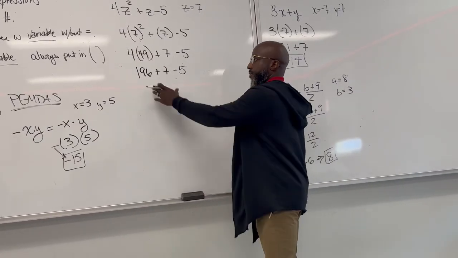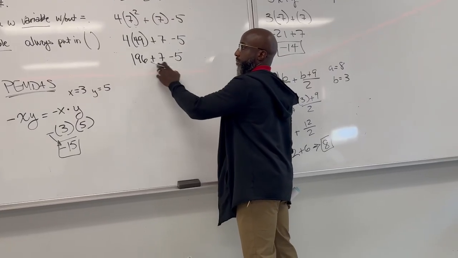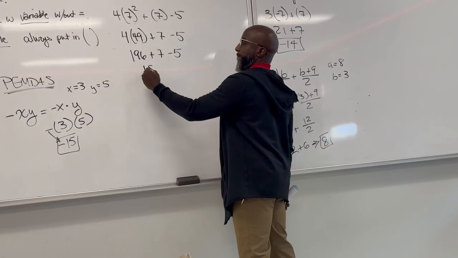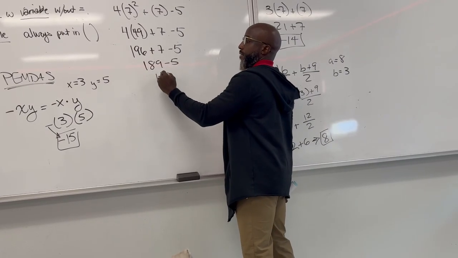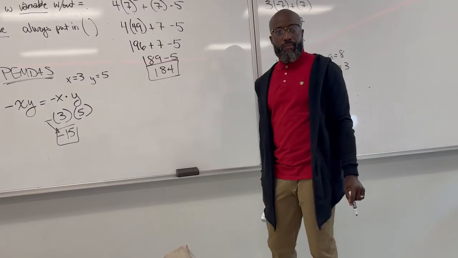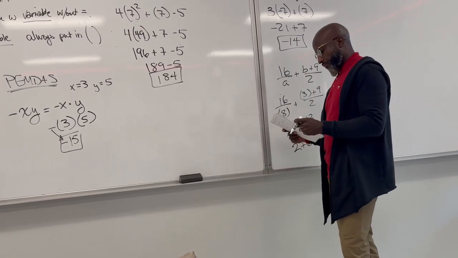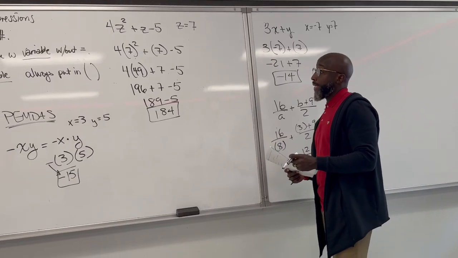All right, then from here we add and subtract from left to right. So 196 minus 7 is 189, minus 5, 184. Okay, 184.